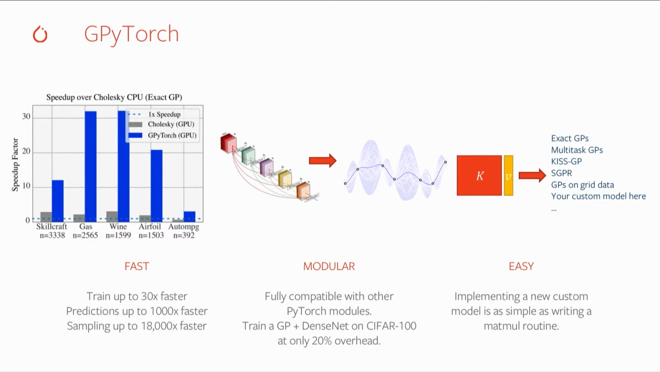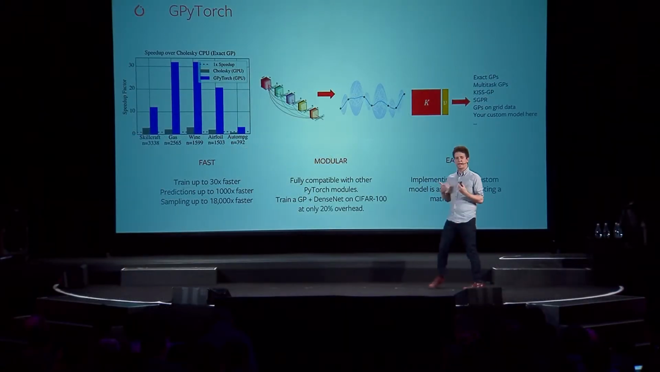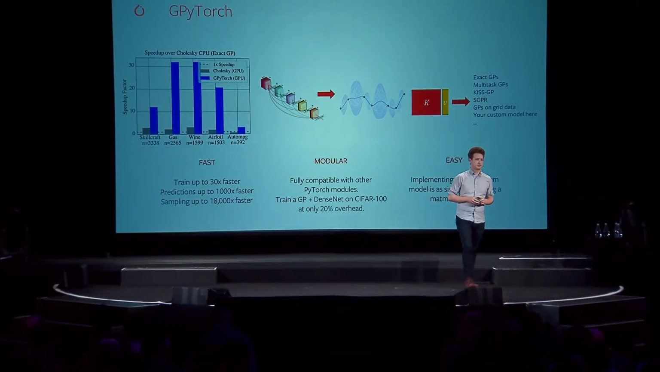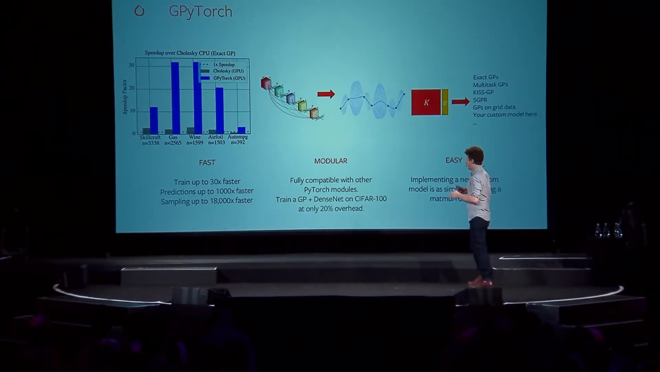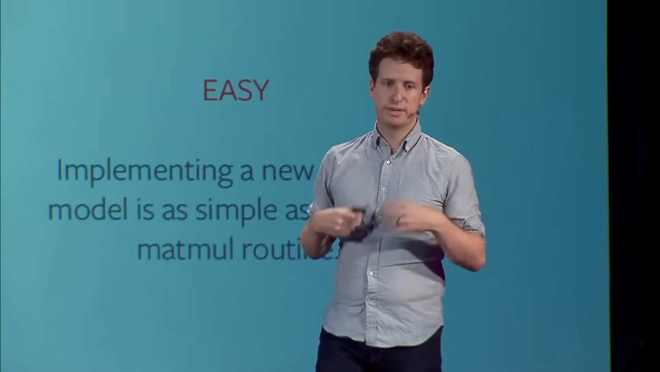GPyTorch is fully modular, so everything we implemented is implemented as PyTorch modules. And what that lets you do is things like deep kernel learning, where you can combine neural networks and Gaussian processes together very naturally. Putting a Gaussian process in GPyTorch on top of a neural network only incurs about a 20 to 30% overhead over the full neural network. You get comparable accuracy, but you also get the uncertainty estimates that Gaussian processes are so well known for. And finally, it's very easy to implement models in.